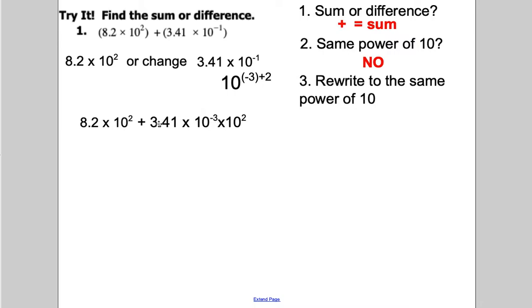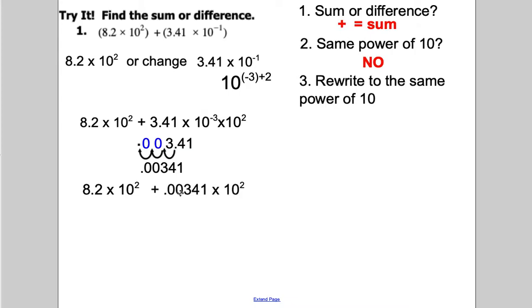But the first thing I need to do is change this 3.41 times 10 to the -3. Here's my 3.41 times 10 to the -3. I move it 3 places. That gives me 0.00341. And then I have to add that times 10 to the -2 because I've already changed the 10 to the -3. So I end up with 8.2 times 10 to the second plus 0.00341 times 10 to the second.